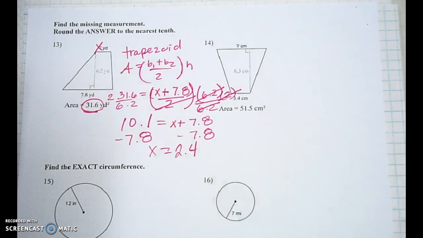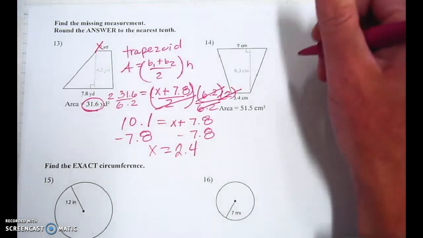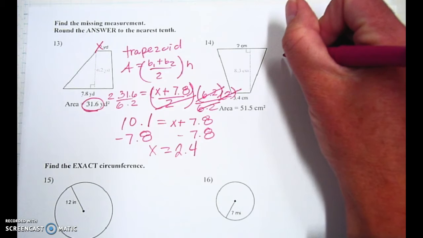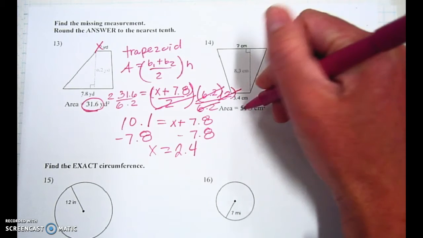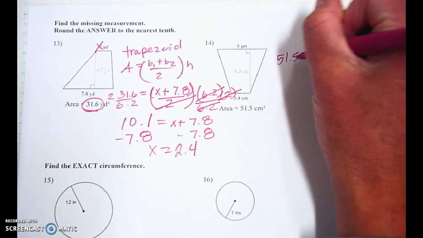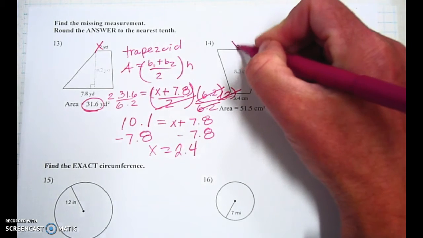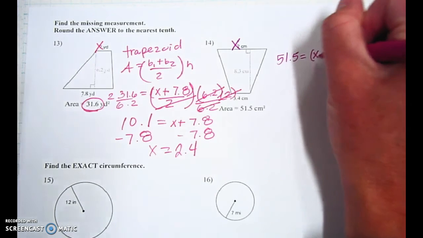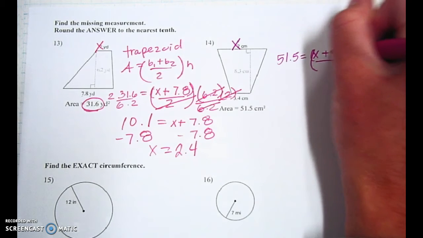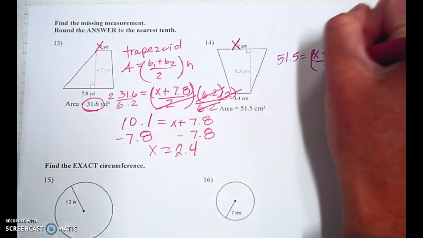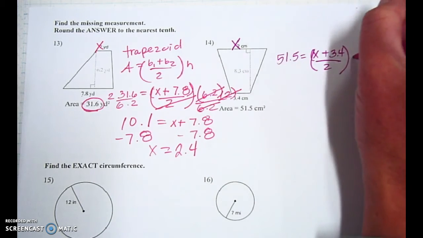All right, moving on to number 14. Number 14 is pretty much the same area formula. So we're just going to substitute in the values. The area is 51.5. One of the bases is missing, so that's going to go in for B1. Plus base 2, so 3.4 divided by 2. And then the height is 8.3.